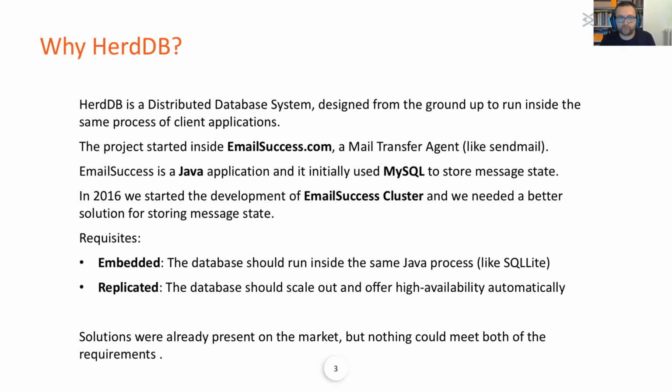But in 2016, we started the development of Email Success Cluster, and we needed a better solution for storing message state. We had two new requisites. We wanted an embedded database, a database that can run inside the same Java process, like SQLite. But we wanted a replicated database. This database should scale out and offer high availability automatically. Solutions were already present on the market, but nothing could meet both of the two requirements.